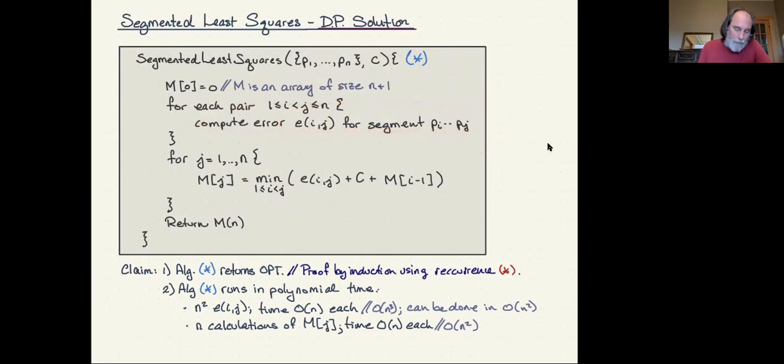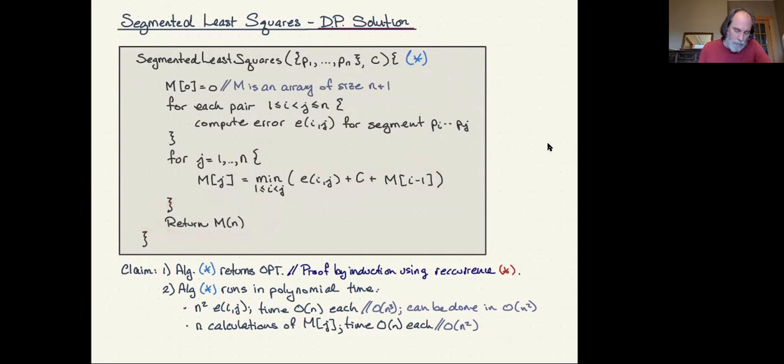So we compute those, and then for j from 1 to n, we compute M of j as what? Using the recurrence, of course, the min over choices of i less than j of the error for the line ij plus a charge of c for having the line ij plus whatever the value of the optimal solution for the subsequence up to i minus 1 is. Okay, and finally we return the value in M sub n.